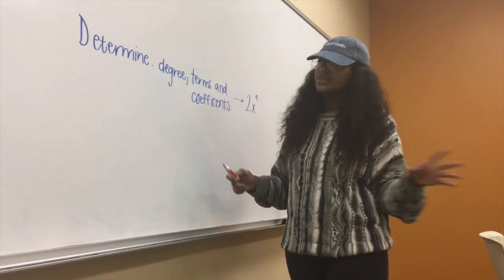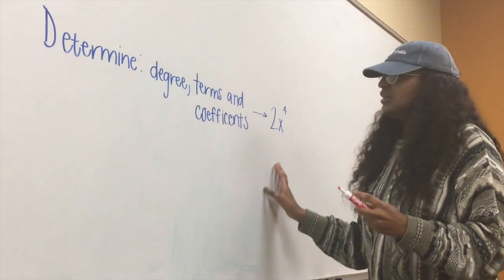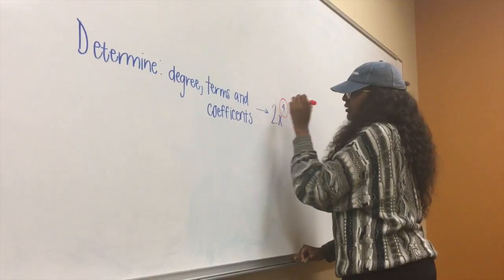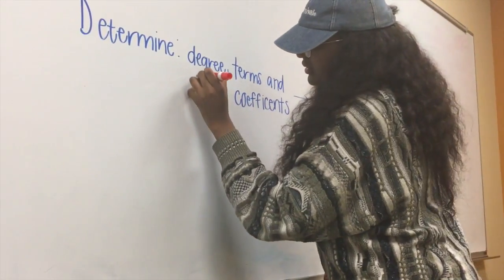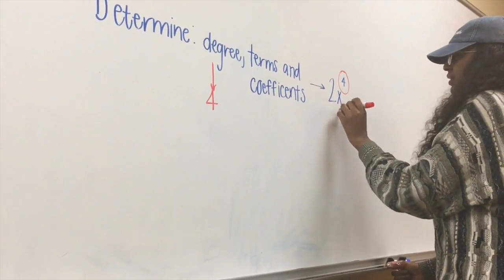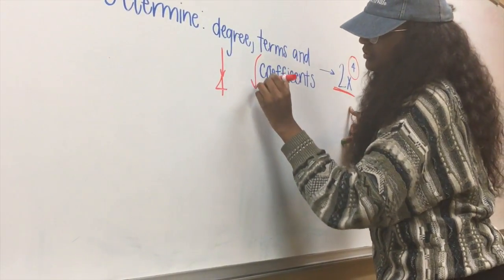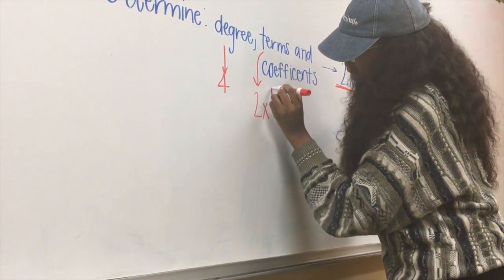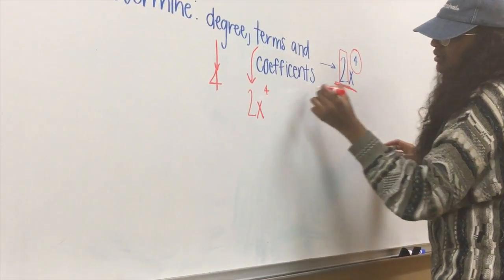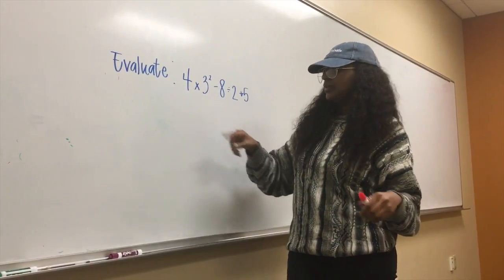Okay, so this second question says to determine the degree, terms, and the coefficients of this value. So the degree of any value is always going to be based on your exponent. So the degree of this is 4. Your terms in this will be the entire problem along with any other. So your term will be 2x cubed. Your coefficient will be all of your numbers, your real numbers. So coefficient is 2.